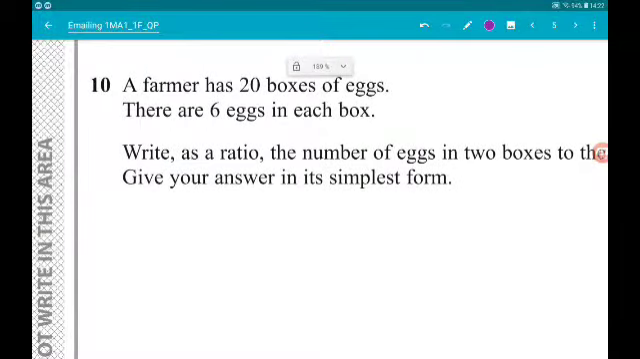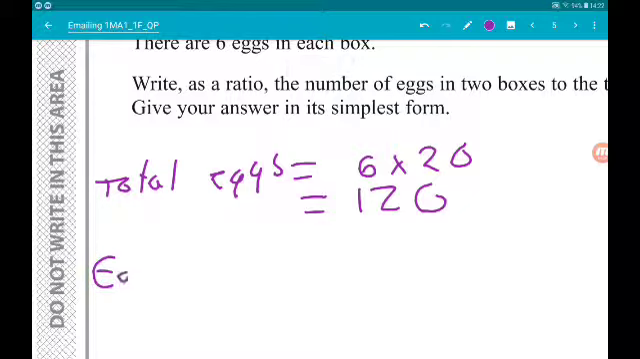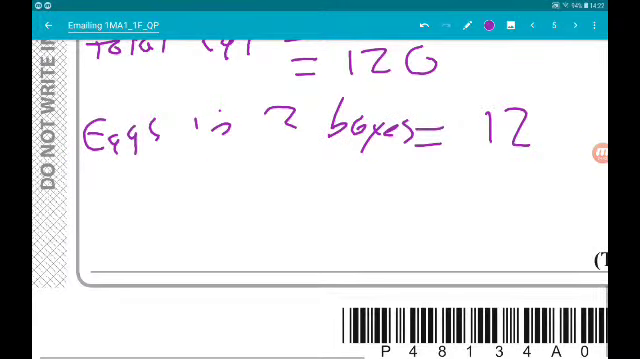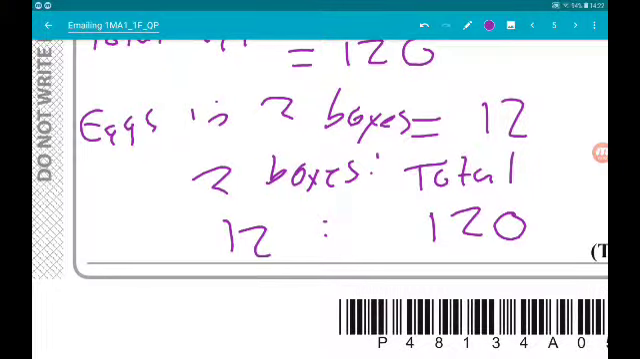So, total number of eggs is 6 times 20, which is 120 eggs. In 2 boxes, 2 times 6 is 12. So, as a ratio, let's call it 2 boxes to total, we get 12 to 120. Now there's a common factor there of 12. Divide that away, we get 1 to 10. Cool.